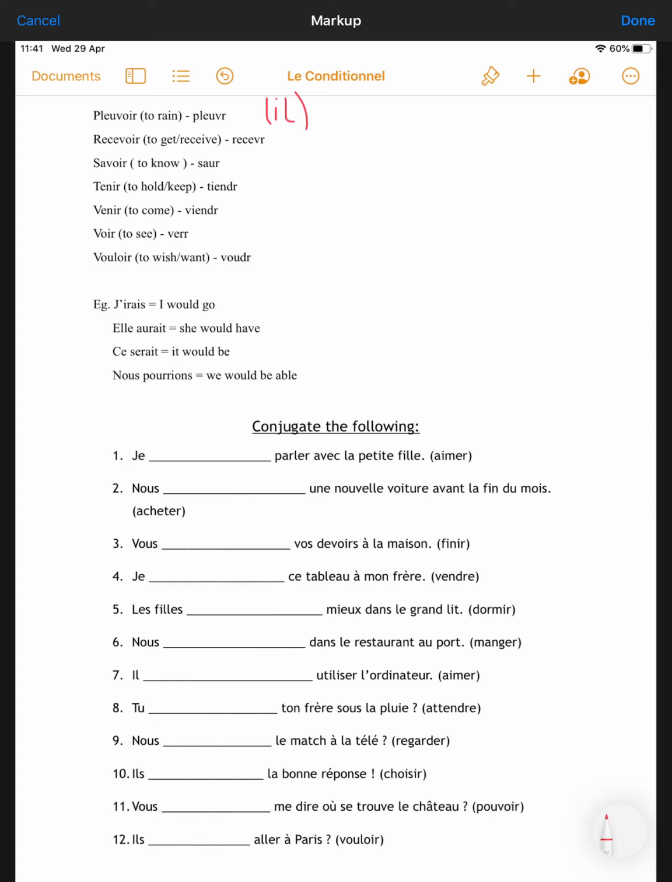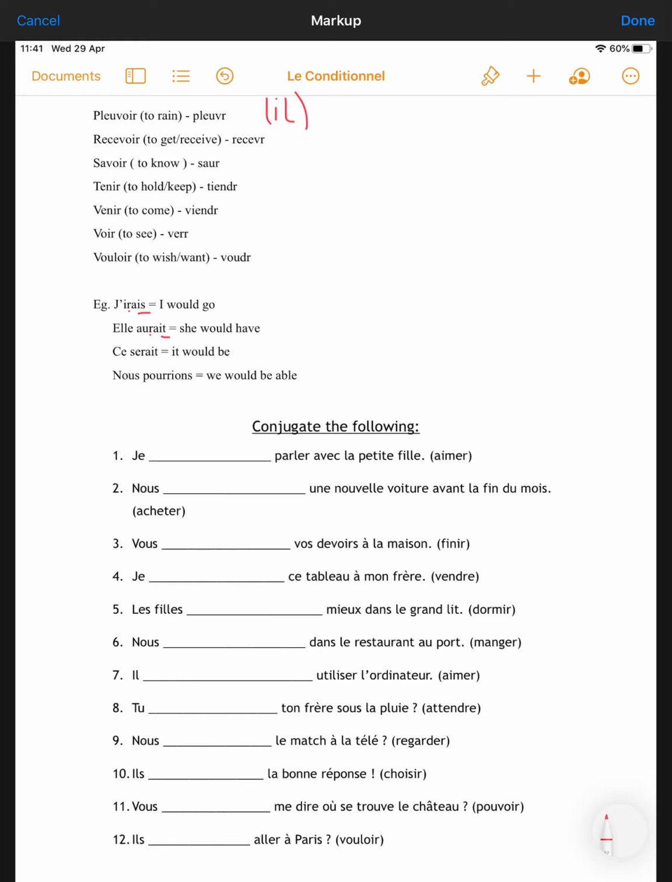Just a few examples done out. So j'irais, I would go. Go is aller, but you would change it to the new stem, ir, and then you put on the ending you need for je, which is ais. So j'irais, I would go. She would have, so have is the verb avoir. It changes to aur, and then you add on the ending ait. So elle aurait, she would have.